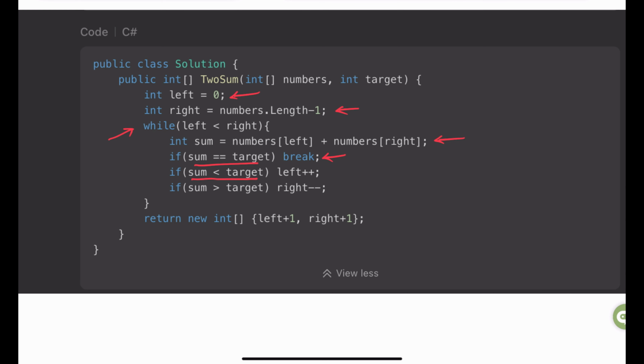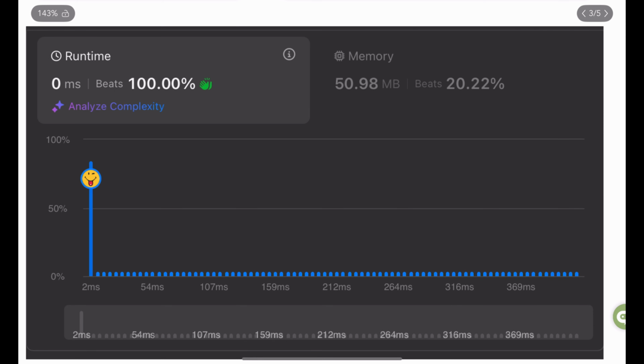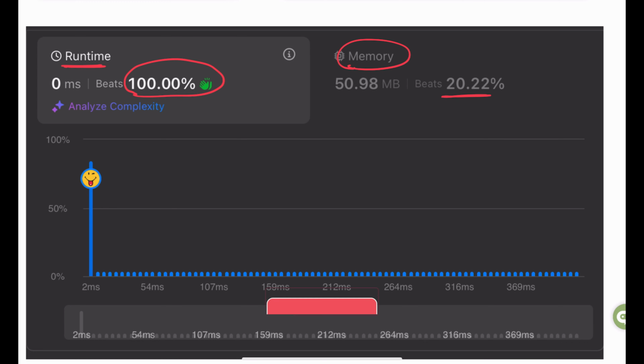If sum is less than target, it means I need to use a bigger number from the left hand side. So I increment my left pointer. In the last case where sum is greater than the target, I am decrementing my right pointer so that we replace the bigger value with a smaller number. This code, when submitted on LeetCode, beats 100% of the submissions in terms of runtime and 20% in terms of memory.